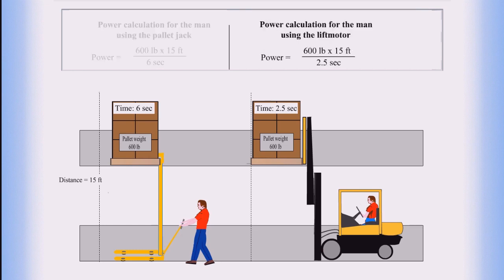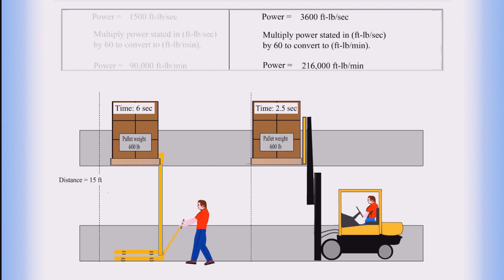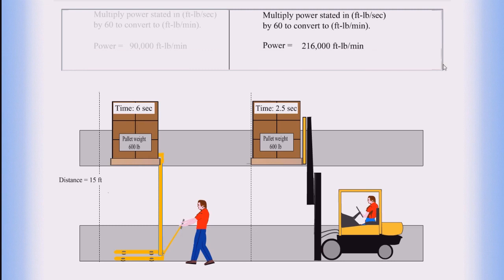The power calculation for the man using the lift motor is power equals 600 pounds times 15 feet divided by 2.5 seconds. So the power equals 3,600 foot-pounds per second. We multiply power stated in foot-pounds per second by 60 to convert to foot-pounds per minute. So power equals 216,000 foot-pounds per minute.